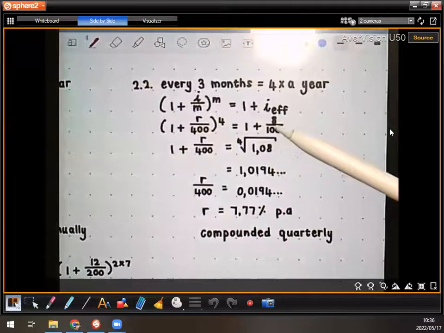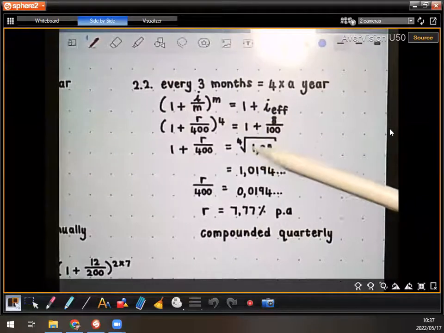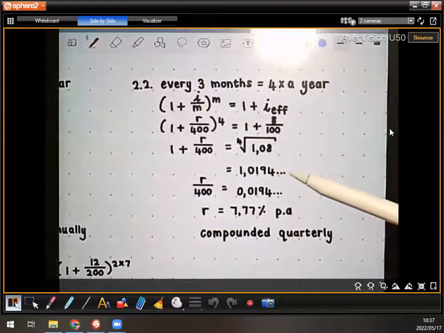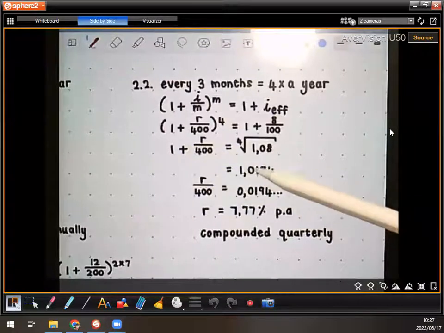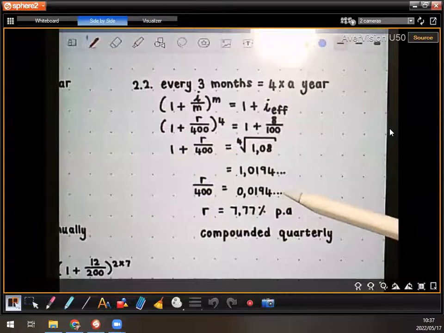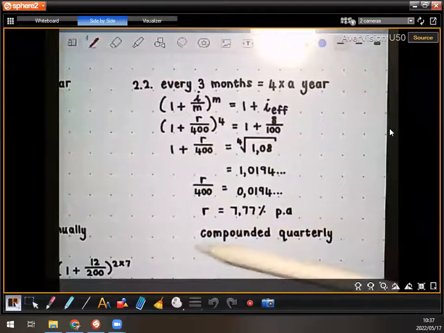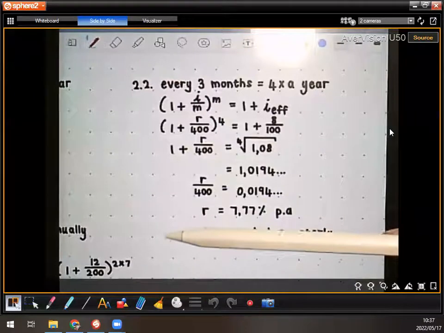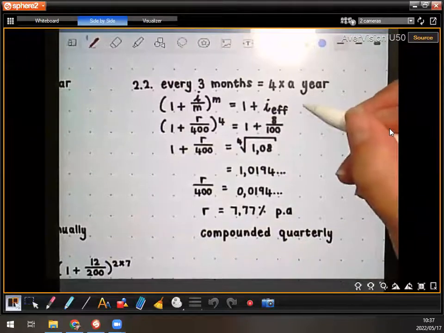So this effective interest rate was the same for the first and the second question. So just to go through those steps again, it's exactly the same steps. So you work that out, that's 1.0. Then you take the fourth root of that, which is going to give you this value. Then you minus 1, which is going to give you 0. that value. Then you times by 400, which gives you that answer. Again, you don't have to write compounded quarterly, you can just leave it at that, just put percentage. And again, that will be 4 marks.